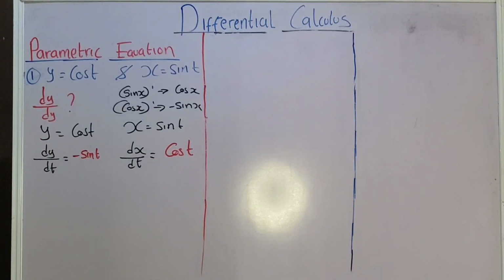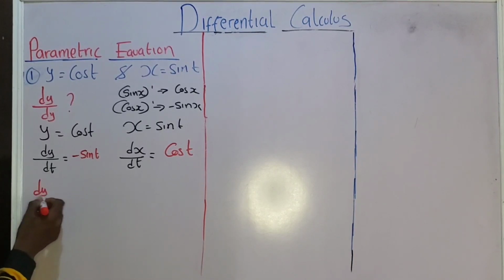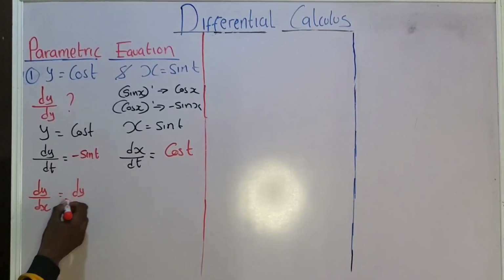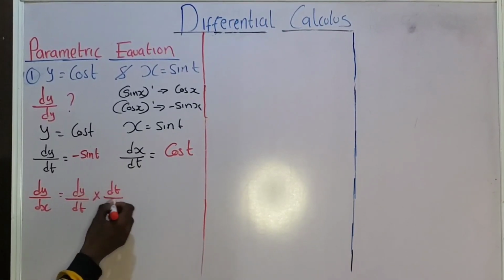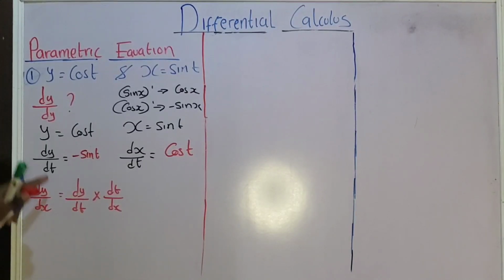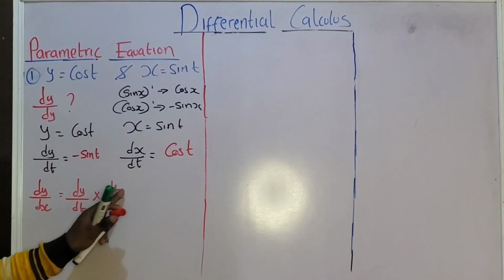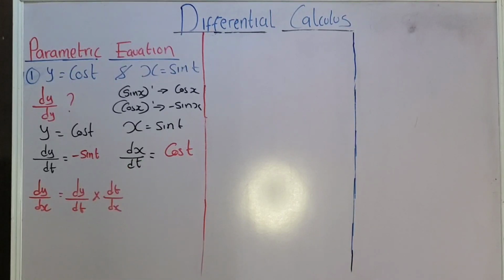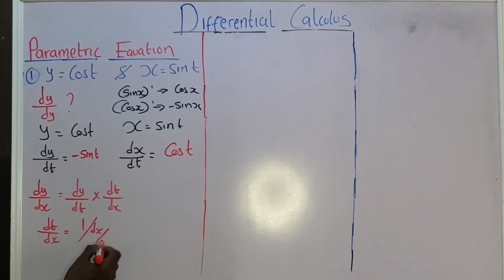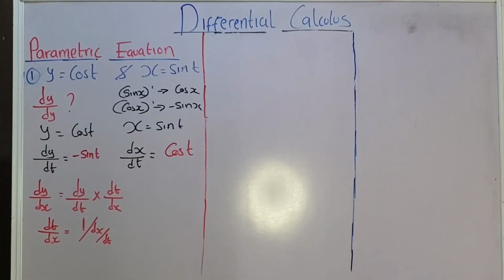Having done that, we can now use the parametric equation formula that I gave you in our first class. Don't forget, I told you dy/dx is equal to dy/dt multiplied by dt/dx. In the above equation, we have already found dy/dt, but we don't know dt/dx, but we know dx/dt. I told you in our previous class that dt/dx is the reciprocal of dx/dt. The reciprocal of dx/dt will give us dt/dx.